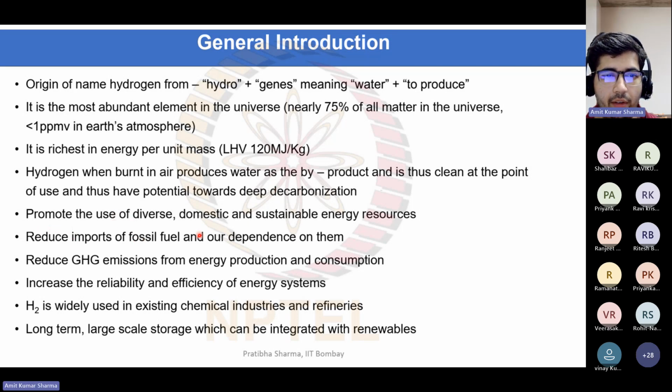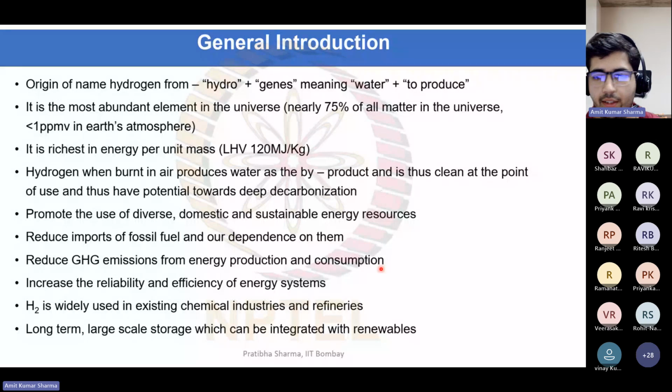It promotes the use of diverse, domestic and sustainable energy resources. If we use hydrogen energy, we can reduce import of fossil fuels and our dependence on them, and reduce GHG emissions from energy production and consumption. As you are all aware, every country all over the world is moving towards green hydrogen because they have targets for net zero emissions which they have to fulfill by 2030. Hydrogen is a fuel that can help them achieve the targets.